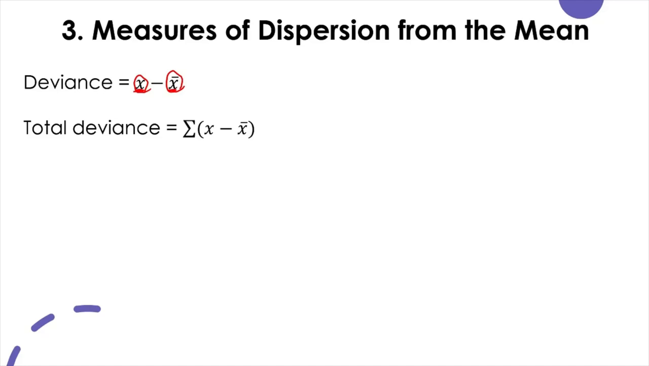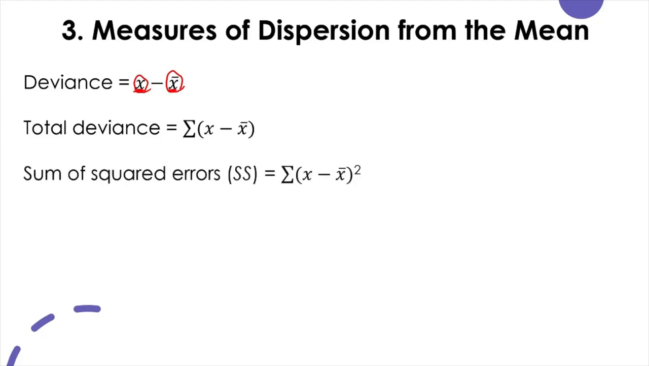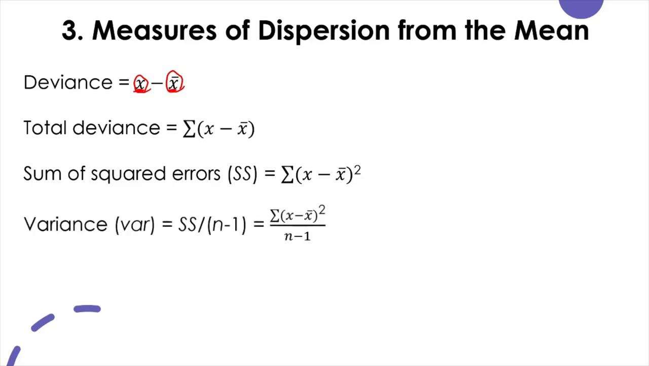One way to avoid this is to square each deviance first to remove the sign, then add them all up. That quantity is called the sum of squared errors. Now, if you divide this quantity by the number of data minus one, then we obtain a statistic called variance, which is roughly the average squared distance of the data from the mean.